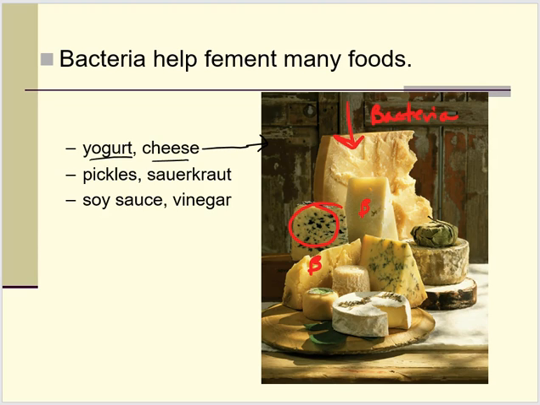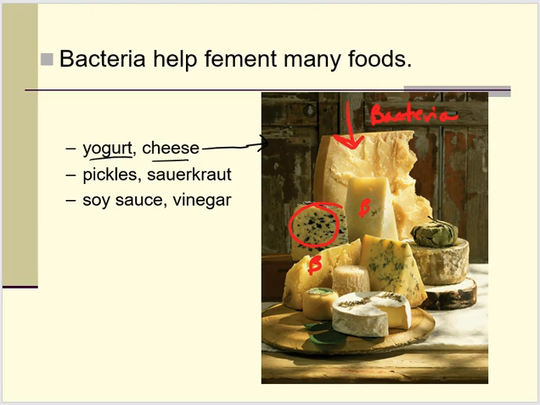Pickles, sauerkraut, all made from bacteria. Bacteria have to be in there for that fermentation process to happen. Fermentation means a souring process. All right, that's what that is. Sauerkraut and pickles are both sour things. They make that brine water, that salt water, turn the cucumber into a pickle. All right. Soy sauce and vinegar have to have bacteria to make those.